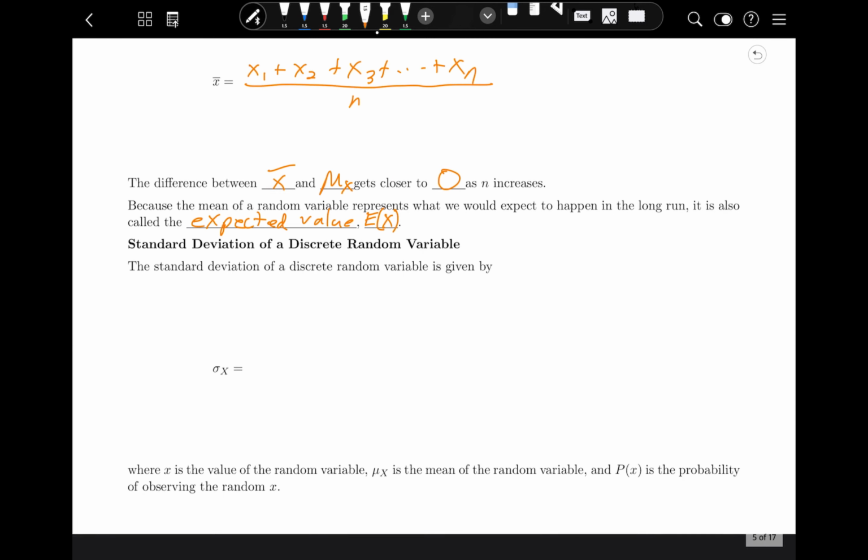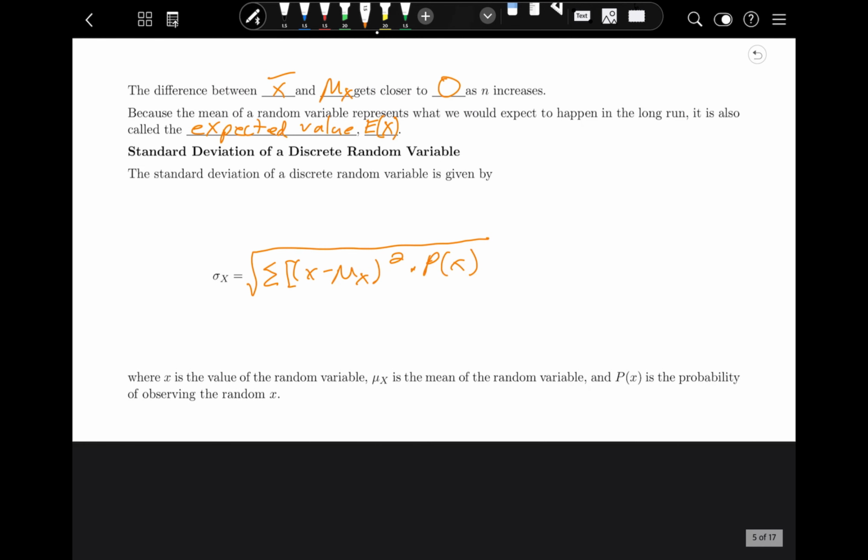The standard deviation of the discrete random variable is given by the formula: the square root of the sum of all x minus mu sub x, squared, times p of x, where x is the value of the random variable, mu sub x is the mean of the random variable, and p of x is the probability of observing the random variable.